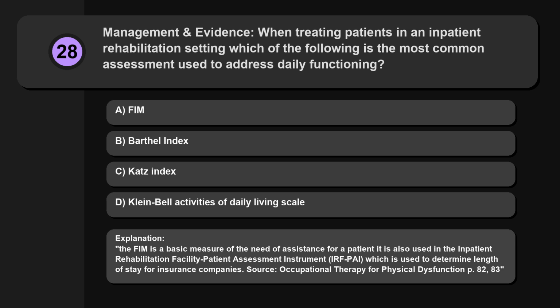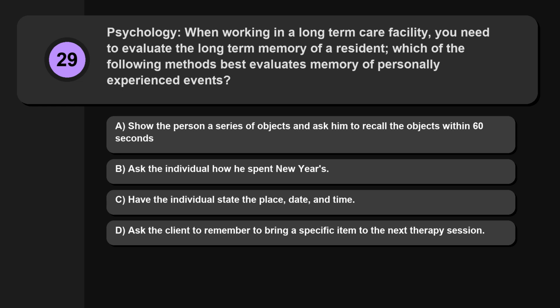The FIM is a basic measure of the need of assistance for a patient. It is also used in the Inpatient Rehabilitation Facility Patient Assessment Instrument, IRF-PAI, which is used to determine length of stay for insurance companies. Source: Occupational Therapy for Physical Dysfunction, p. 82, 83.